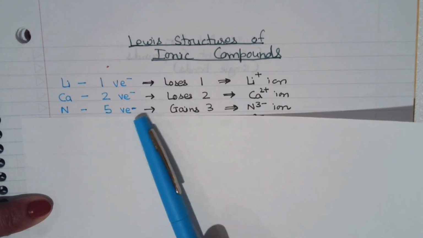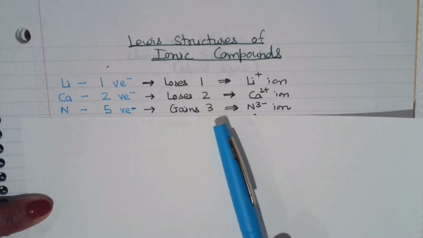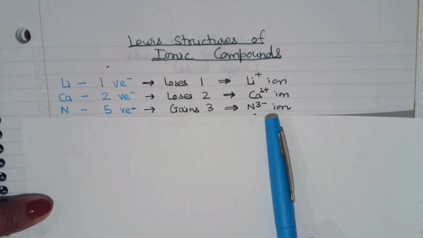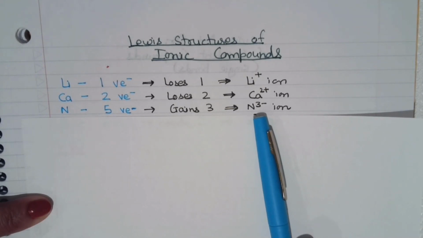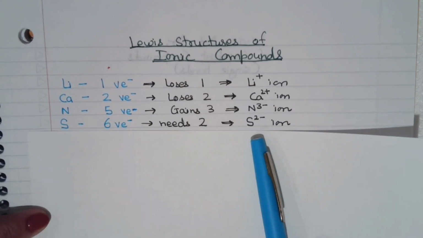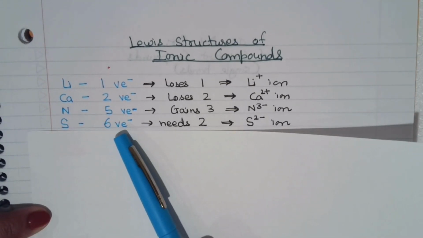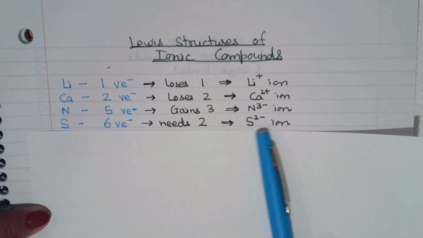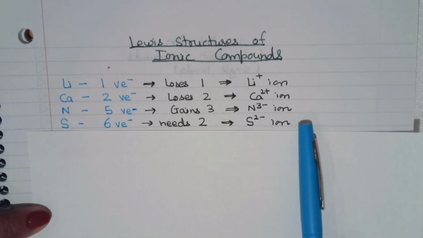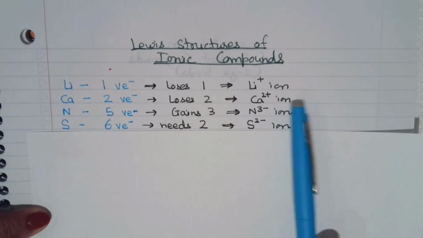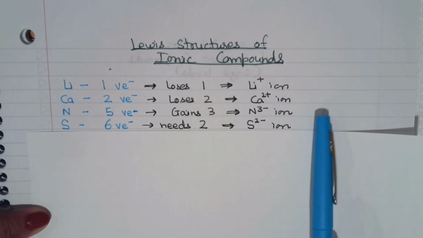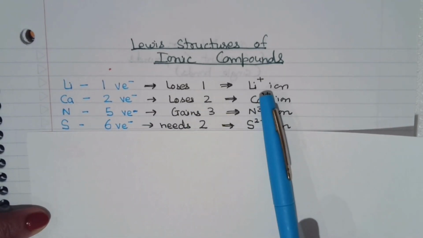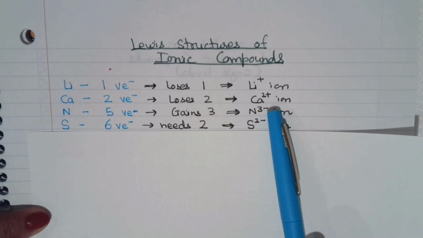Nitrogen has five valence electrons and it has to gain three in order to look like the noble gas. So it forms the N3- ion, right? And sulfur, having six valence electrons, needs two more and it will make the sulfide ion. Everything that I wrote here, you can use your periodic table to see how many valence electrons there are and what kind of ion that element would make.